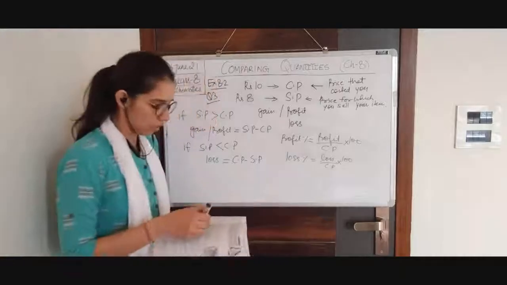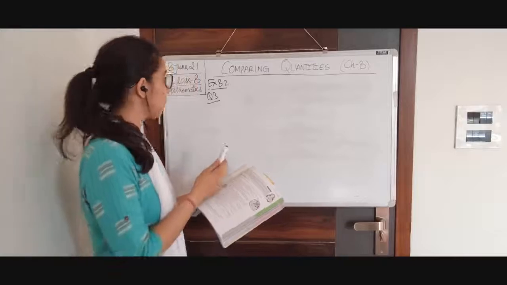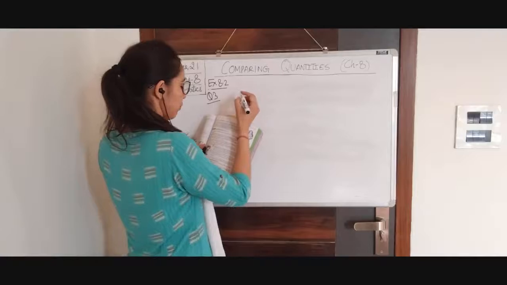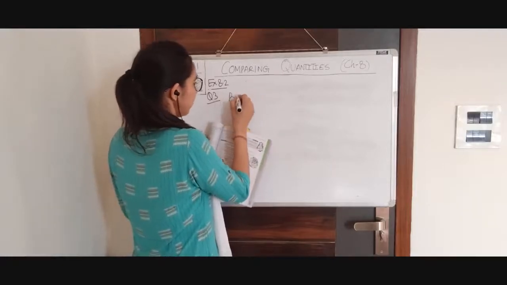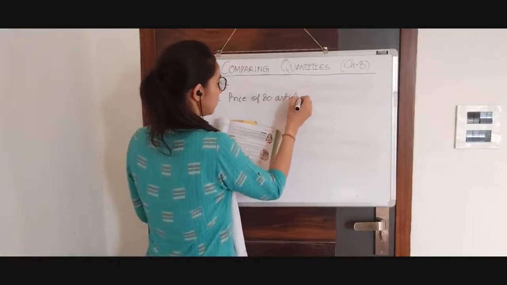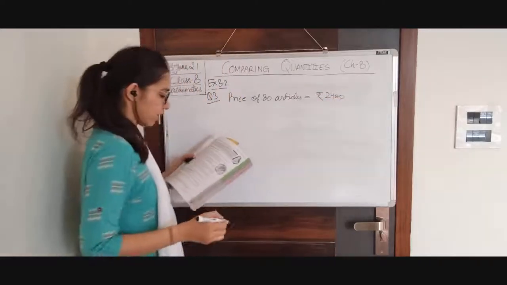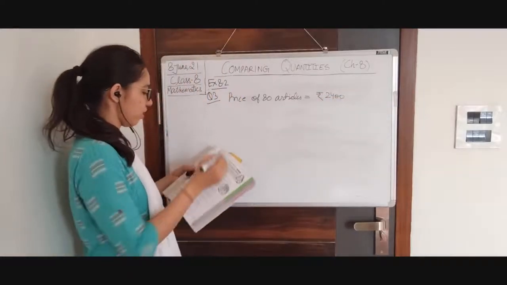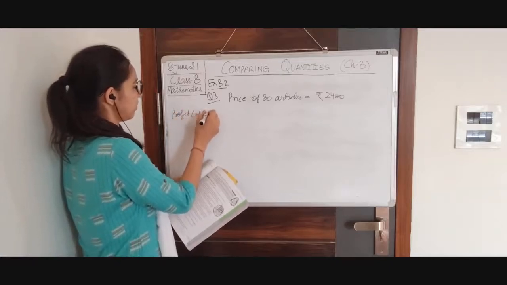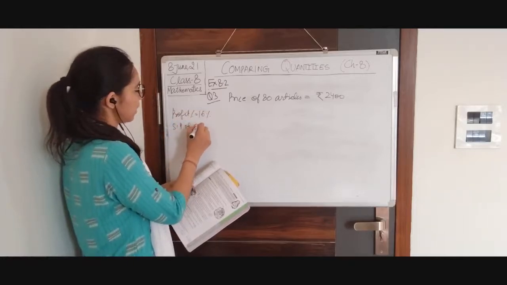Now we will do question number 3. A shopkeeper buys 80 articles for rupees 2400. Price of 80 articles is rupees 2400. And sells them for a profit of 16%. Profit percent is 16%. You have to find selling price of one article.